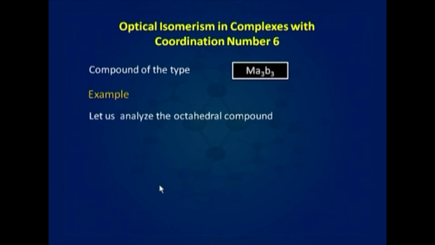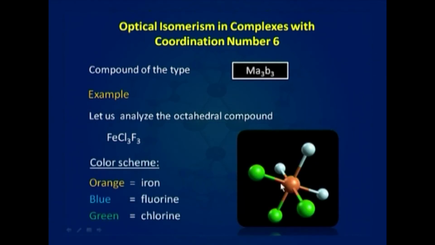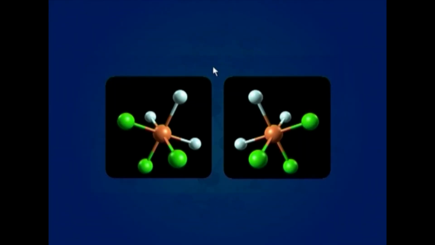Let's analyze the octahedral compound FeCl3F3. Now, this is iron, these 3 are fluorines and these 3 are chlorines. If we try to attempt this problem using the mirror image method, we notice that the mirror image is essentially identical to the original molecule. In other words, the mirror image can be placed on top of the original molecule and is thus superimposable. Since the mirror image is superimposable, this molecule does not have any optical isomers.